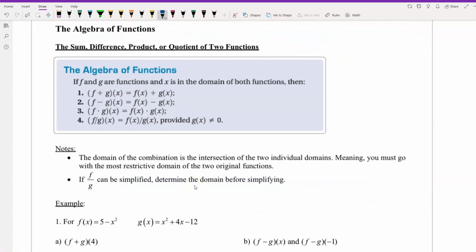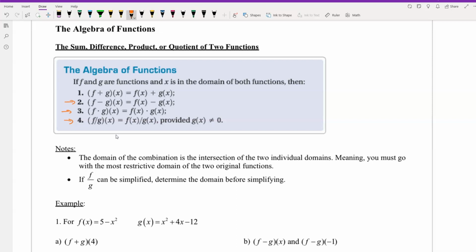The algebra of functions: here we have the sum, difference, product, or quotient of two functions. If f and g are functions and x is in the domain of both functions, then f plus g of x is equal to f of x plus g of x. And here we have f minus g of x is equal to f of x minus g of x. F times g of x is equal to f of x times g of x. And finally, f divided by g of x is equal to f of x divided by g of x.